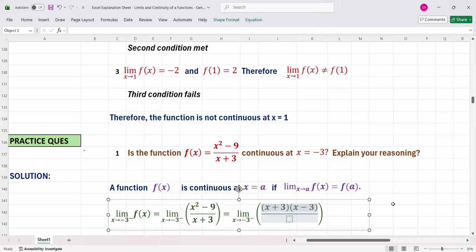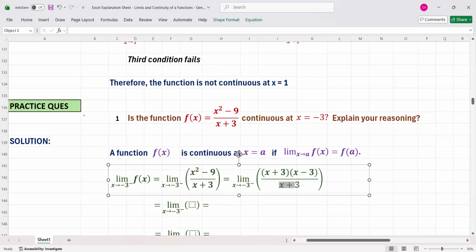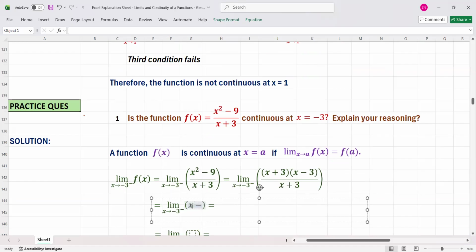So the denominator will be x plus 3. Now that function will reduce: the numerator x plus 3 will cancel the denominator x plus 3, and so we'll be left with x minus 3. Now, if you substitute the value negative 3 into this function, we are going to get negative 3 minus 3. That gives us negative 6.